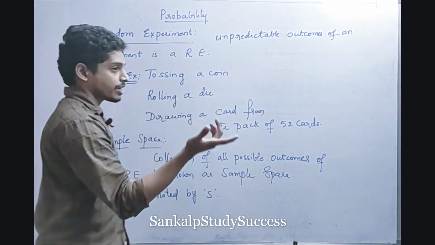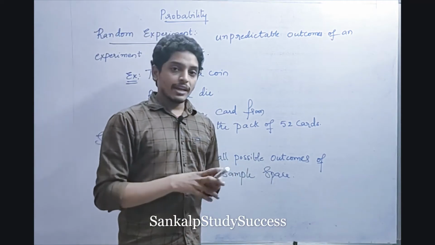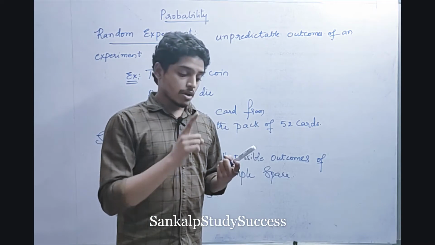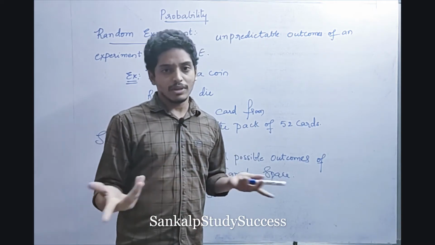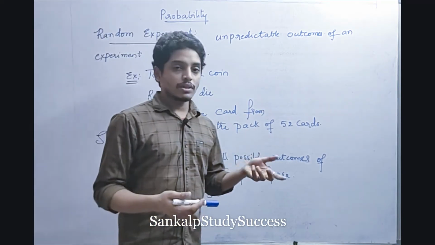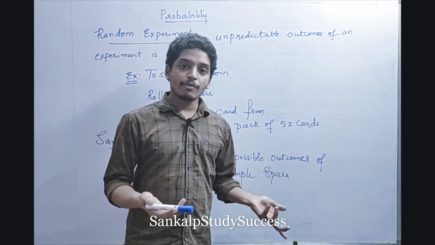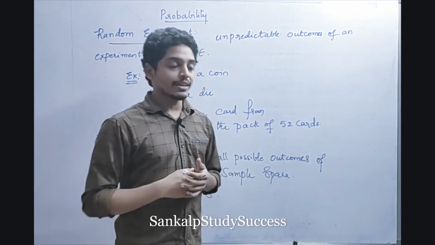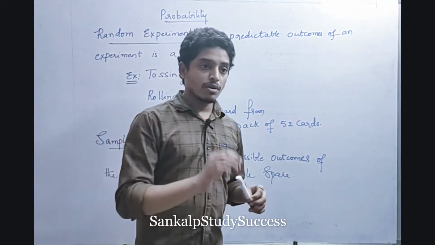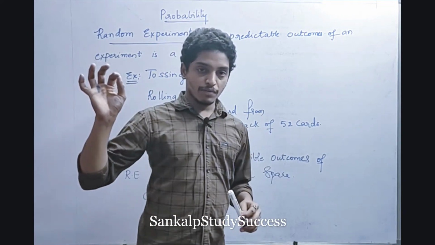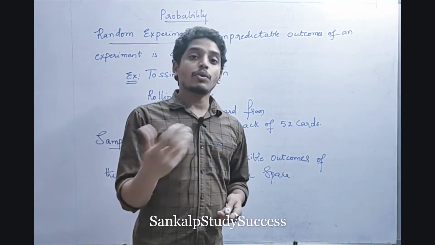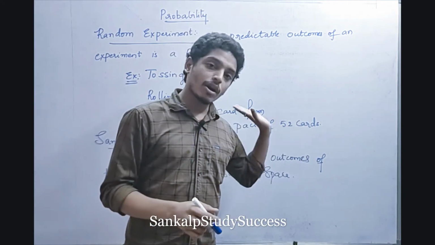Example, tossing a coin. Do we know whether head or tail comes? We don't know at what particular toss head comes or tail comes. That is a random experiment. And second one, rolling a die. In rolling a die also there are 6 outputs. We don't know what type of output will come, right? That is a random experiment. And another one, drawing a card from a pack of 52 cards. While we are drawing a random card out of that, we don't know what particular card will come, right? So an experiment was done, but we don't know what the output is. Those particular experiments are called random experiments.